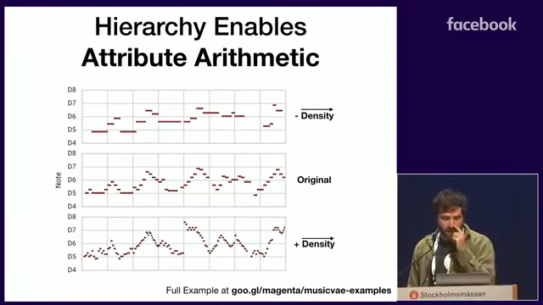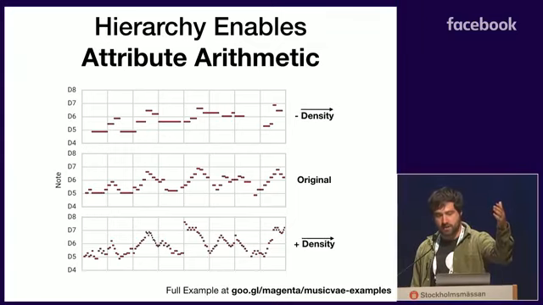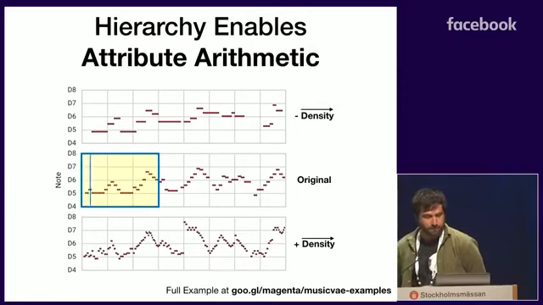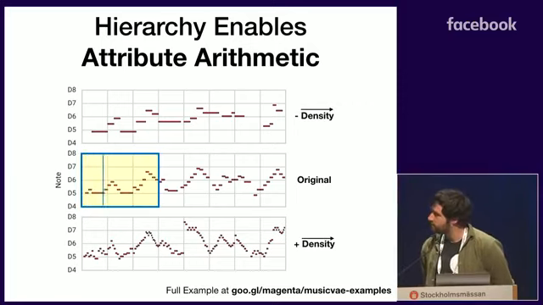So we have an example in the middle, which is the original sequence, and then we could subtract the latent vector representing density on the top and add it on the bottom and see how it modifies the piece of music. So let's listen to this very quickly. Here's the beginning of the original piece.